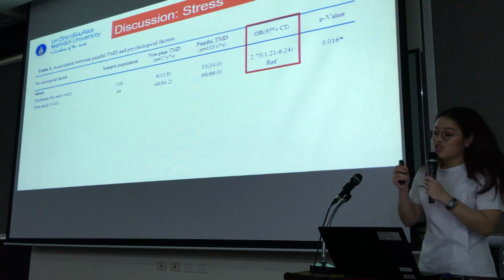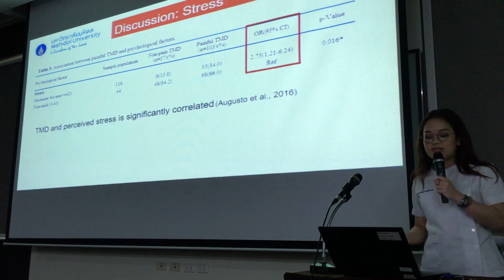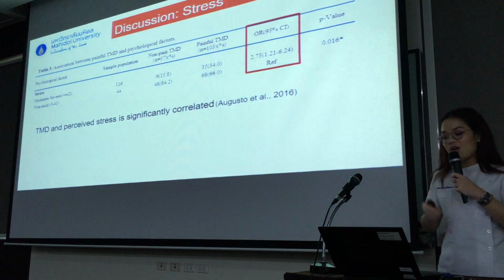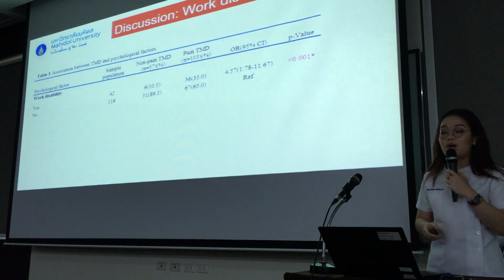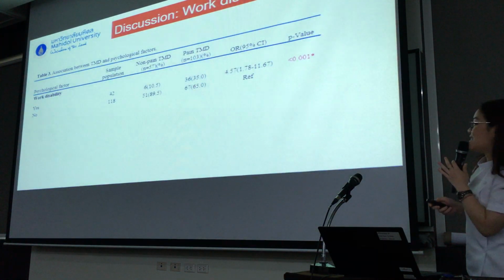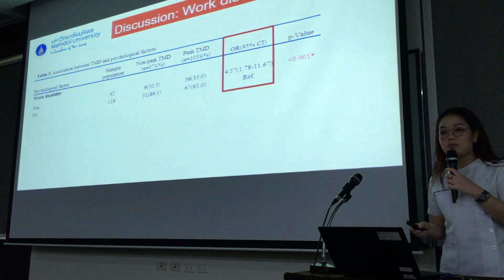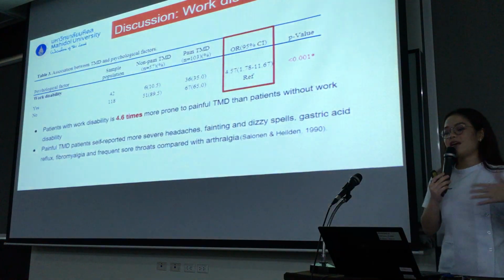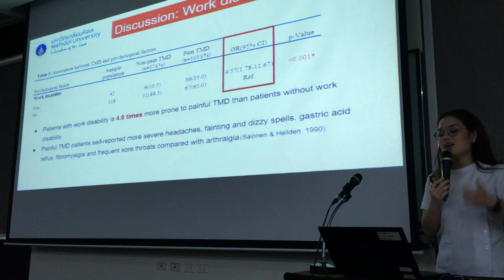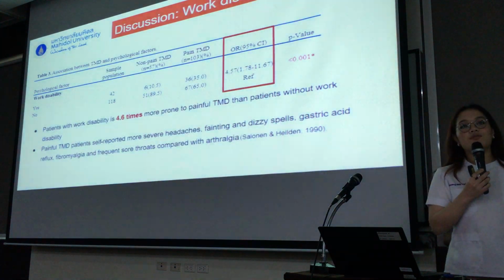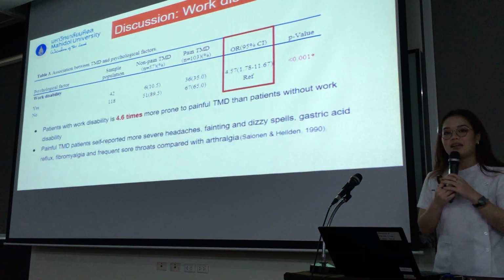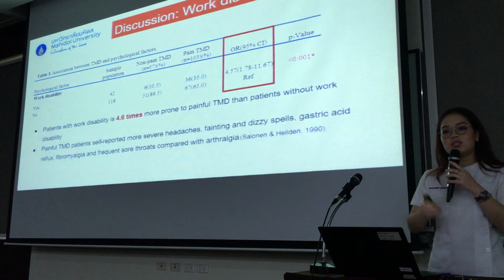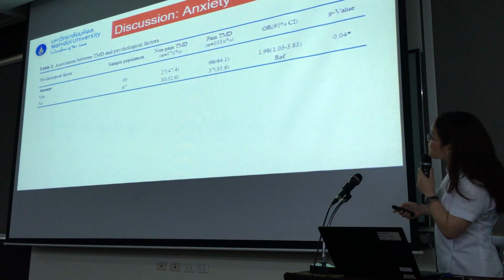And patients with stress are 2.75 times more prone to painful TMD, because perceived stress is significantly correlated and has been reported by other studies as well. Self-reported work disability is 4.57 times more prone to painful TMD, and there have been cases where they self-reported more severe headaches, fainting, dizzy spells, gastric reflux, and those could really affect how they work and their daily lives. And it also affects the patient both psychologically and physically.